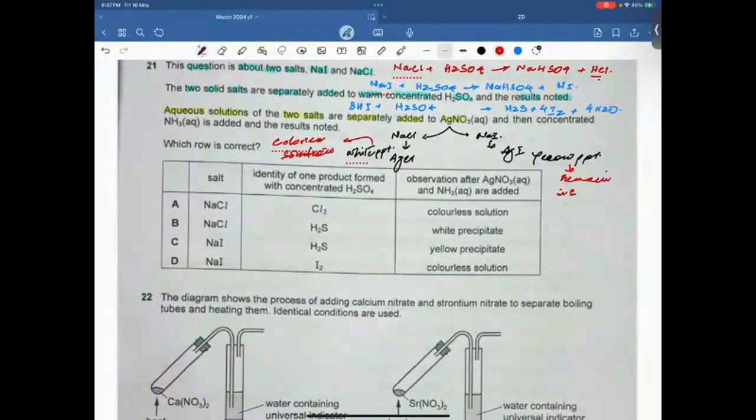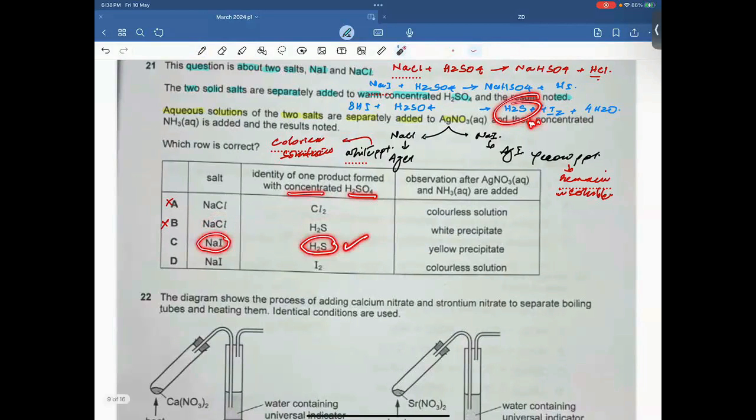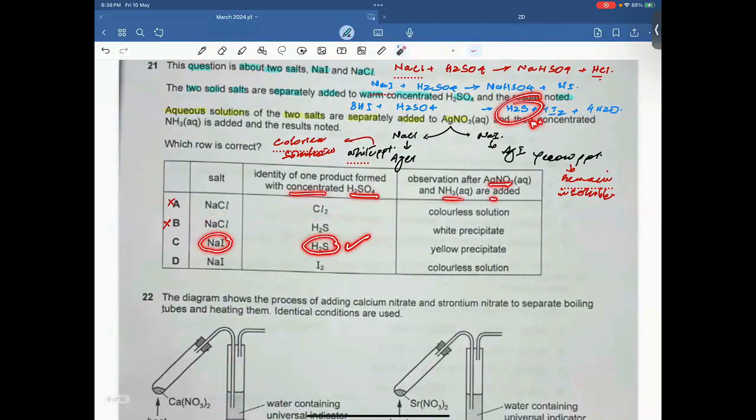Okay, which row is correct? So we have sodium chloride. When it is reacted with concentrated H2SO4, chlorine cannot be produced. So option A is incorrect. Similarly, when sodium chloride is treated with concentrated H2SO4, it cannot produce H2S gas, which means B is also incorrect. When sodium iodide is treated with concentrated H2SO4, it releases H2S gas. That's written. Okay, that's fine. And when silver nitrate is treated with NaI in aqueous ammonia, yellow precipitates will remain. That's true. So C is the right answer.